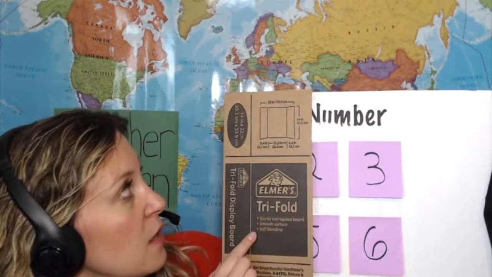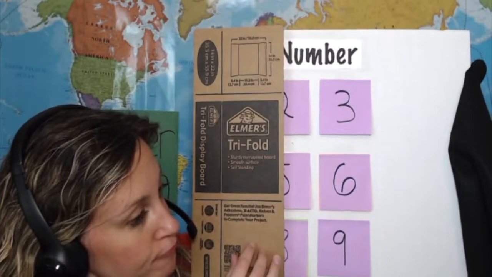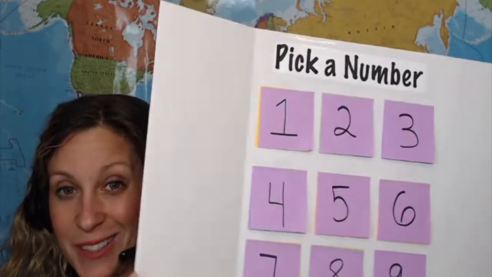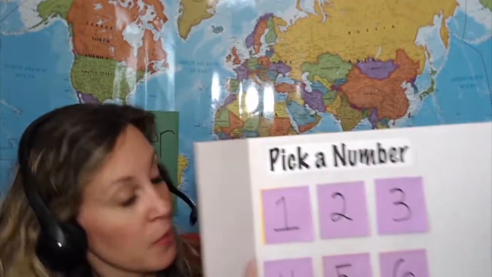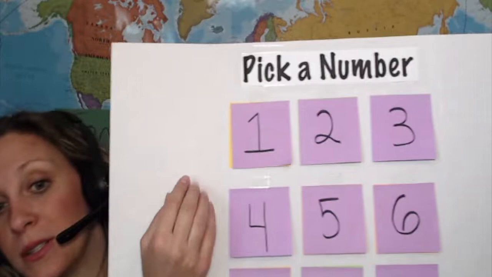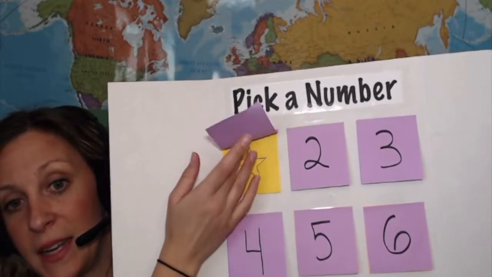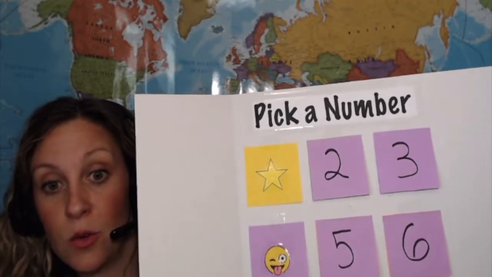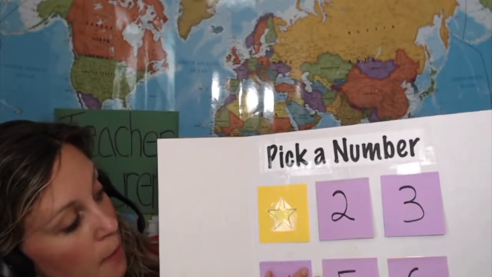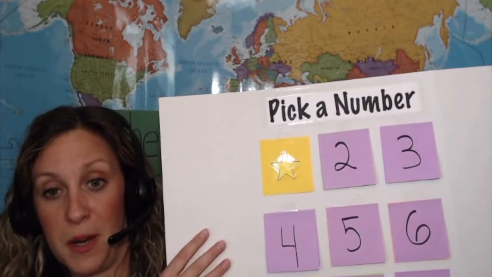So this is what I used to create this prop. You can use Elmer's trifold. I believe this is a 14 by 22 inch poster presentation board, so you can use that. You can color in the background. I printed this out from the computer, and then I just put some post-it notes on here, and I taped the post-it notes down so those are not going to fall off. My actual post-its, those come off easier, and I can replace them if I want to put different numbers or different pictures on those.